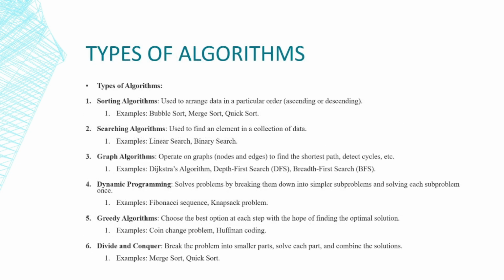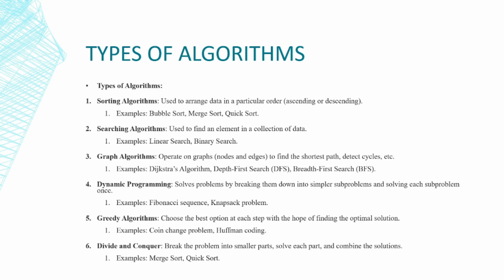Types of algorithms. Number 1. Sorting algorithm, used to arrange data in a particular order, ascending or descending. Example: bubble sort, merge sort, quick sort. Number 2. Searching algorithms, used to find an element in a collection of data. Example: linear search, binary search. Graph algorithms operate on graphs, nodes, and edges to find the shortest path, detect cycles, etc. Example: depth first search, breadth first search.